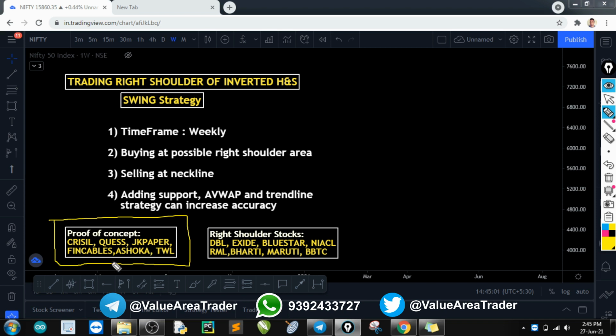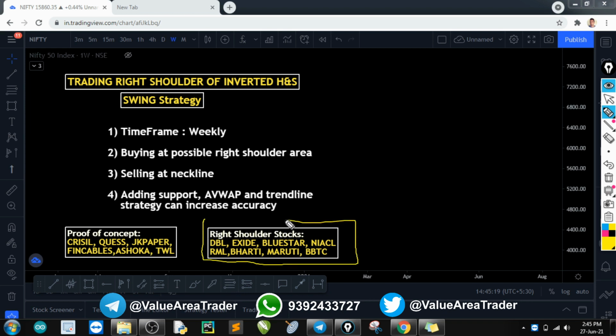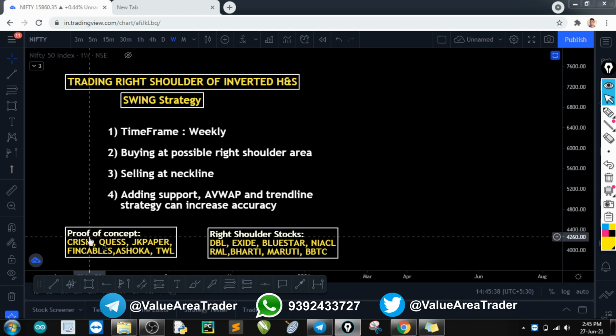That means I'll be discussing some of the stocks in which this strategy has worked very well, and I did trade some of these stocks and also shared them on my Telegram channel. I'll show that. Then I'll be showing you some of the stocks in which the price is right now at the right shoulder, so we have a good chance to enter at this moment, because the price is at the right shoulder, or has just reversed from it. I also have some positions in these stocks as well. I'll let you know. So let's start with the proof of concept.